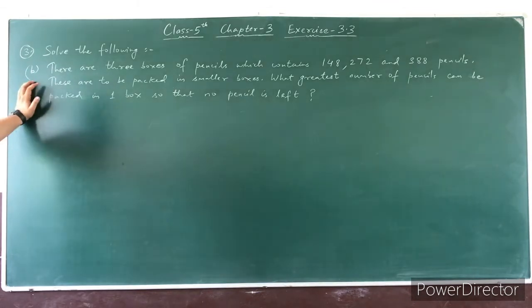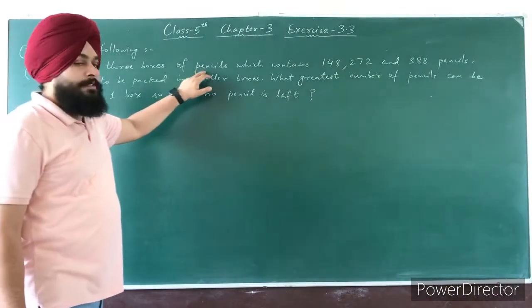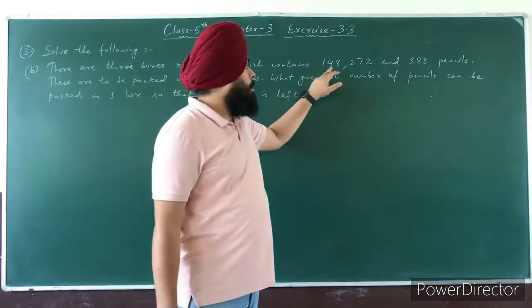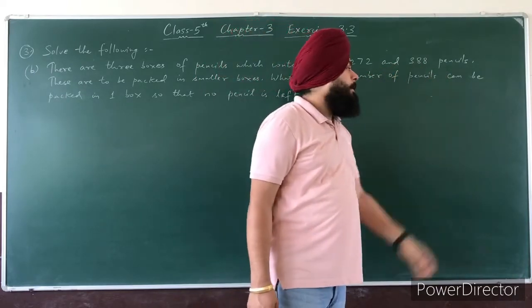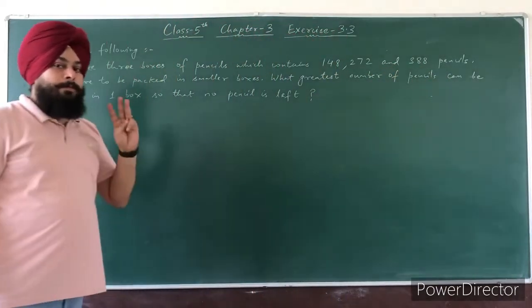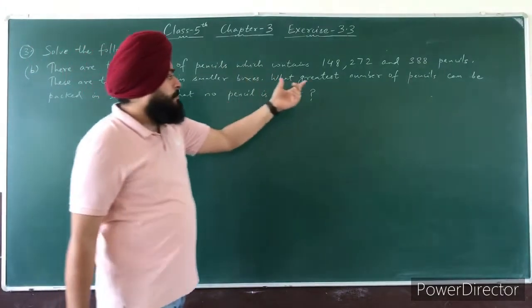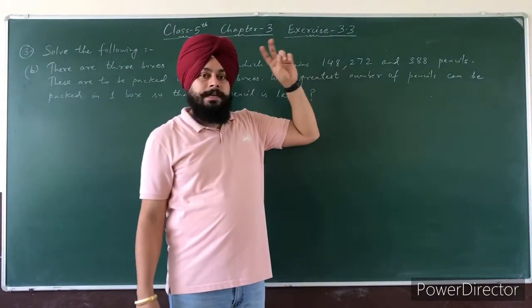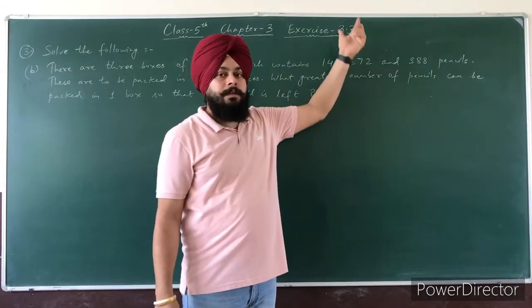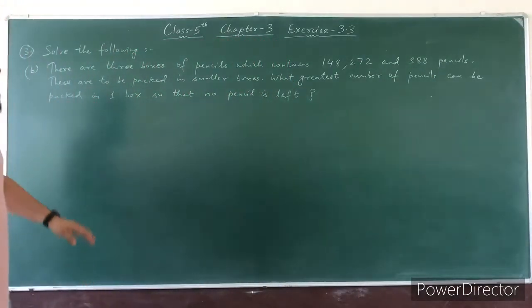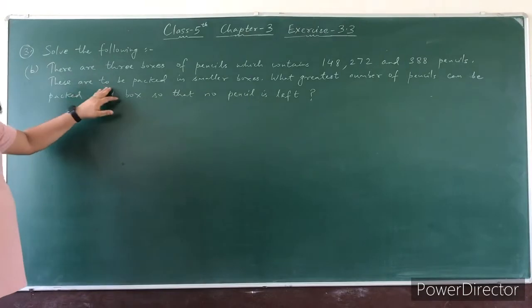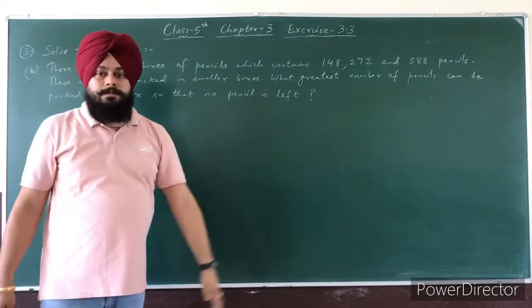Now this is the next B part of this question number 3. There are 3 boxes of pencils which contain 148, 272 and 388 pencils. So we have 3 boxes: in the first box there are 148 pencils, in the second box there are 272 pencils, and in the third one there are 388 pencils.